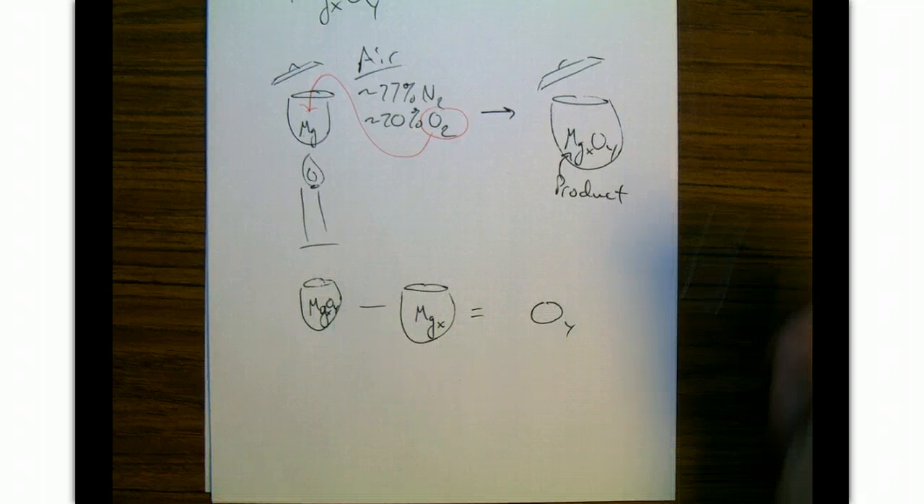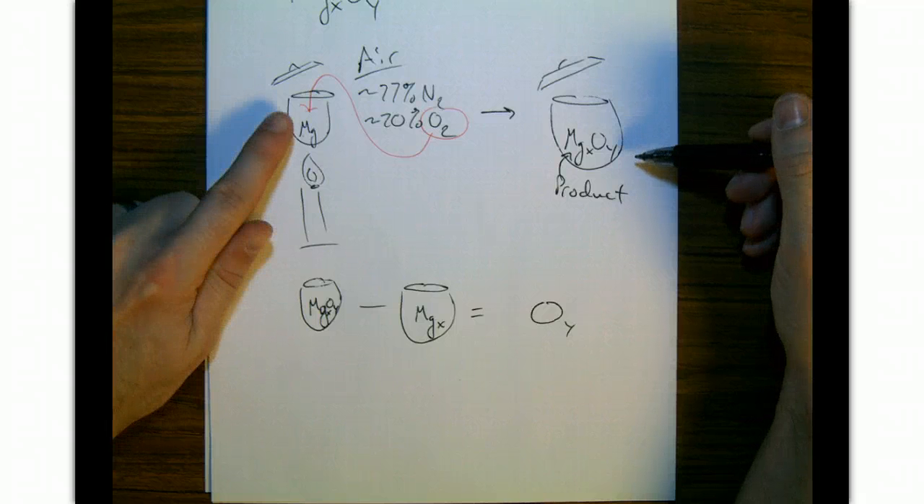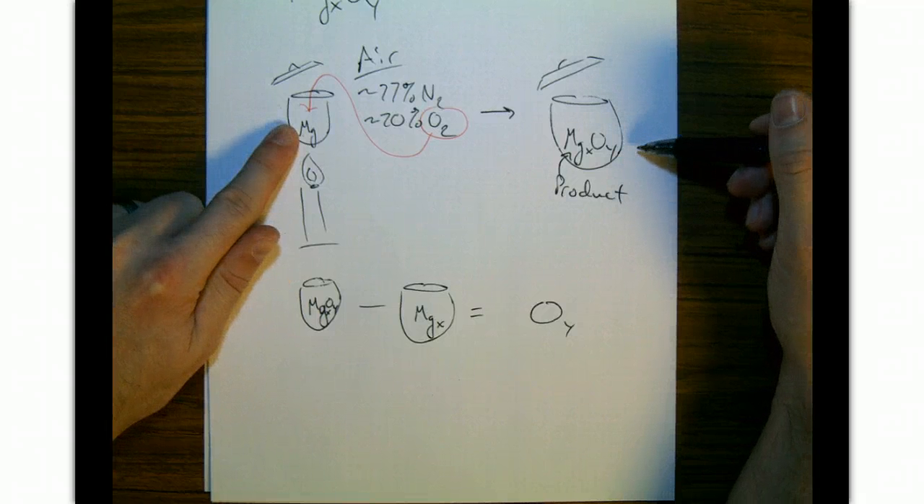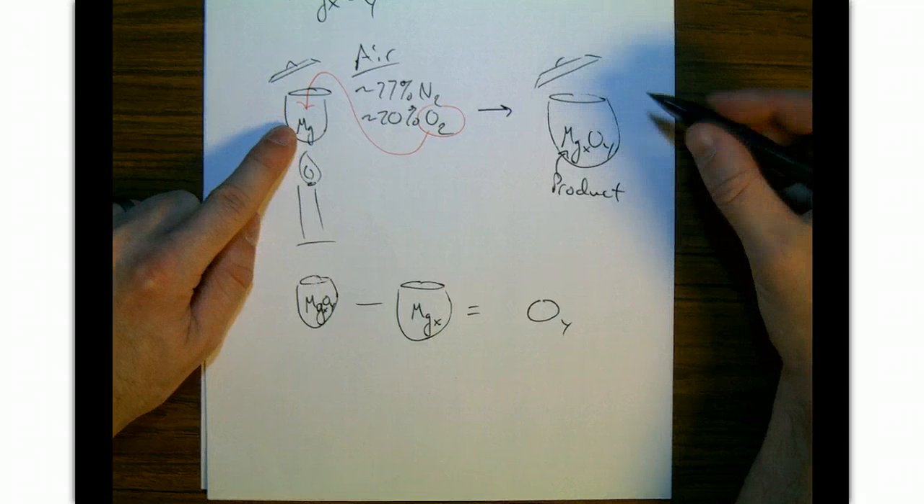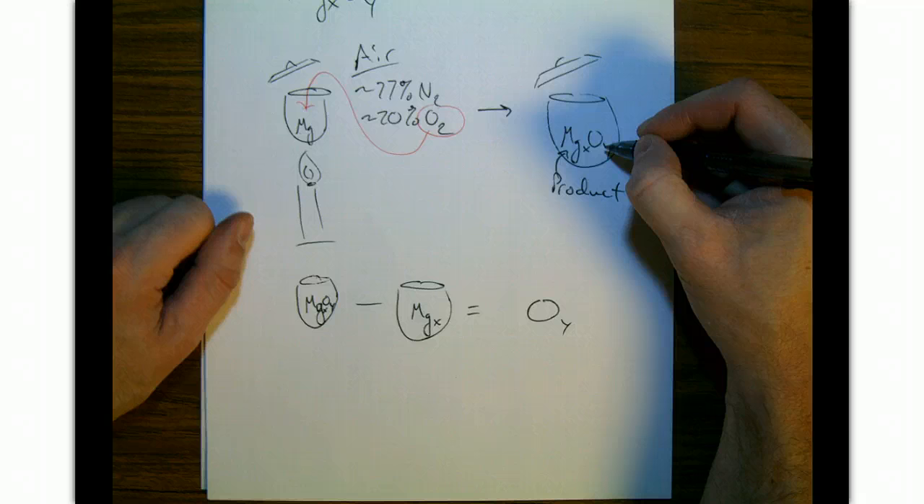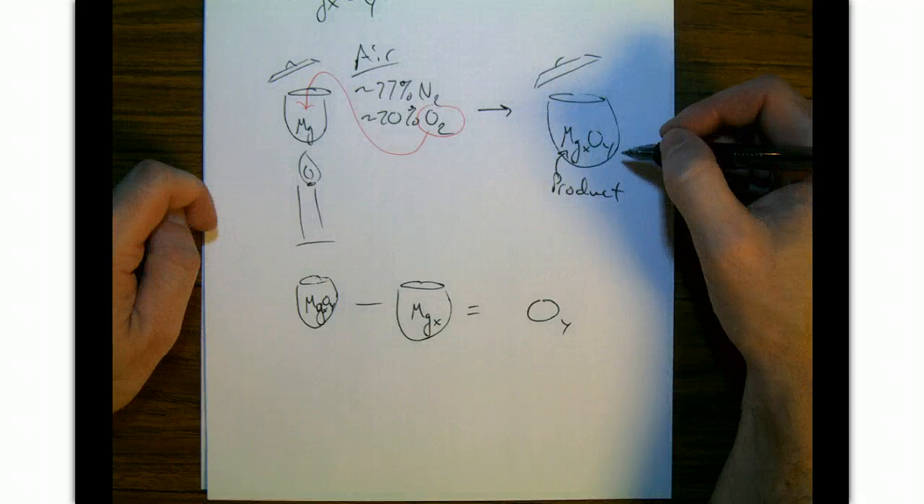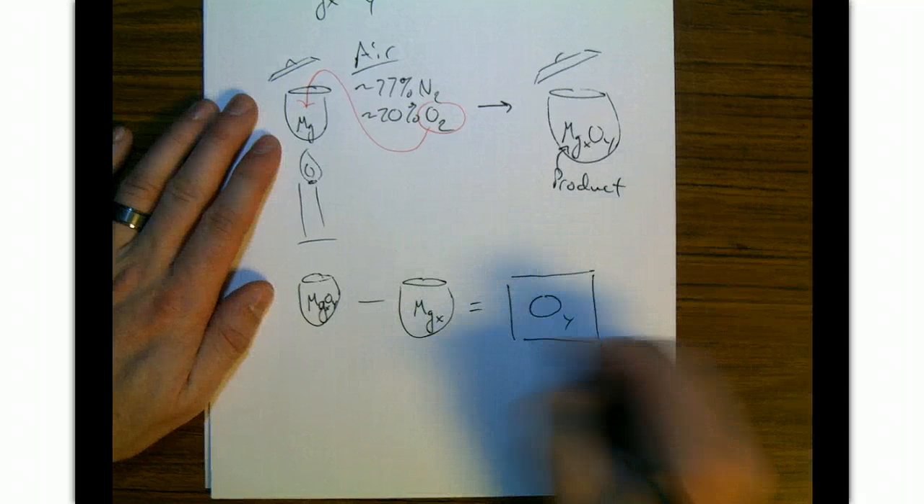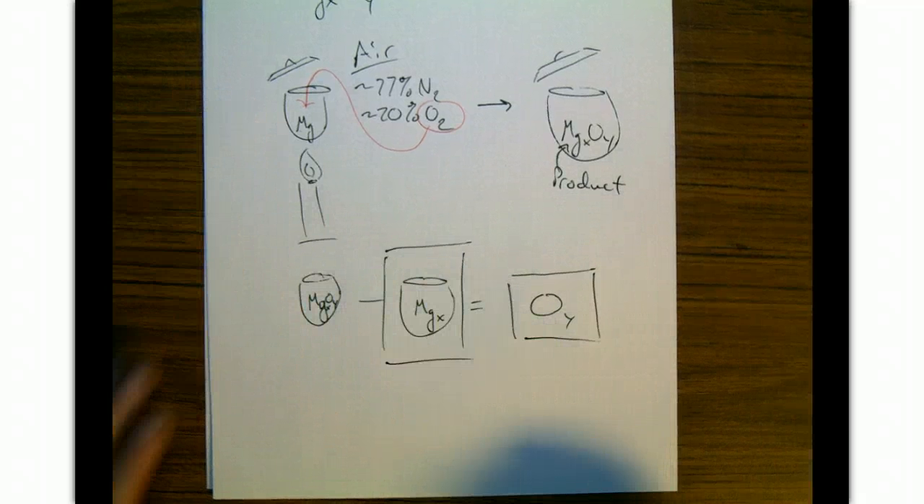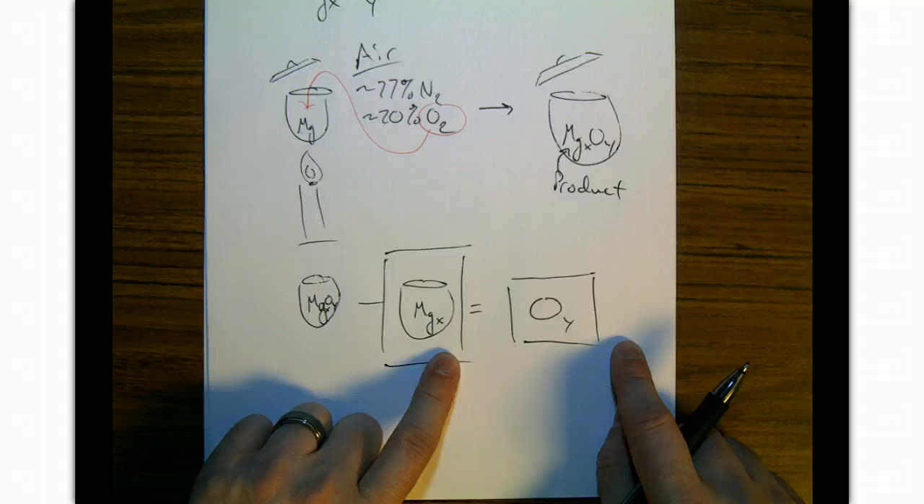So all you need to know is the mass of the product and the mass of what you started with. You do some subtraction, and then you know exactly the amount of magnesium you started with in grams and the amount of oxygen that bonded to it, because the mass is going to increase because oxygen's bonding to the magnesium. This is the way that I get that data, and I'm putting boxes around the data that you need in this lab to answer the question.